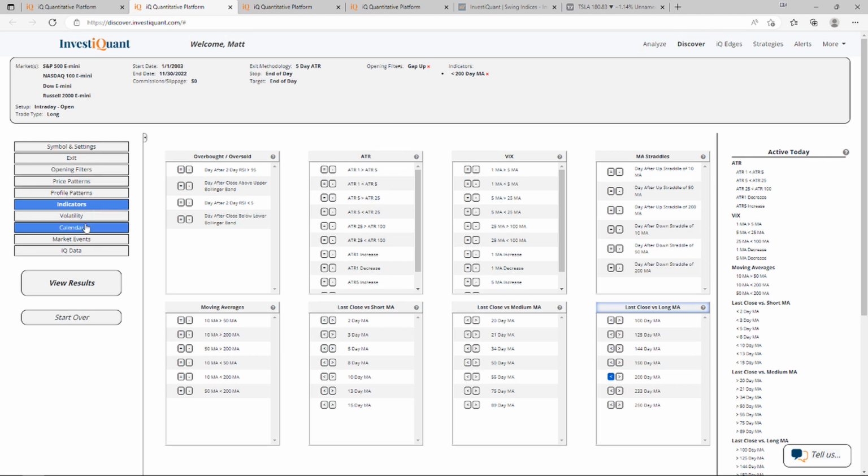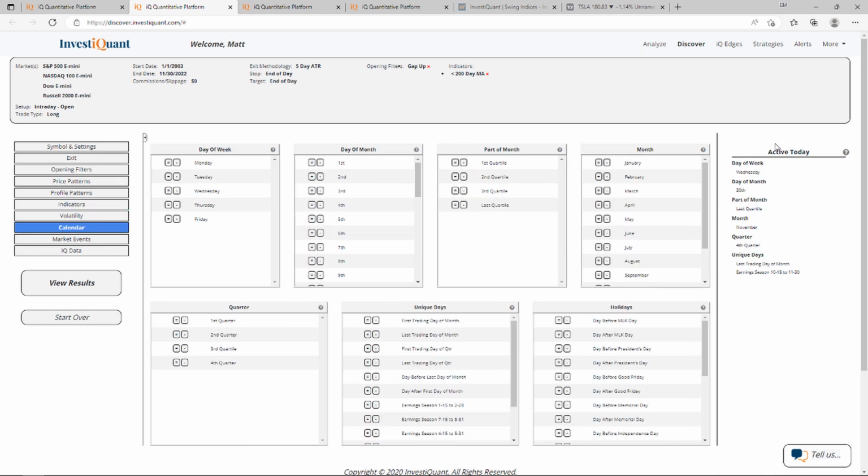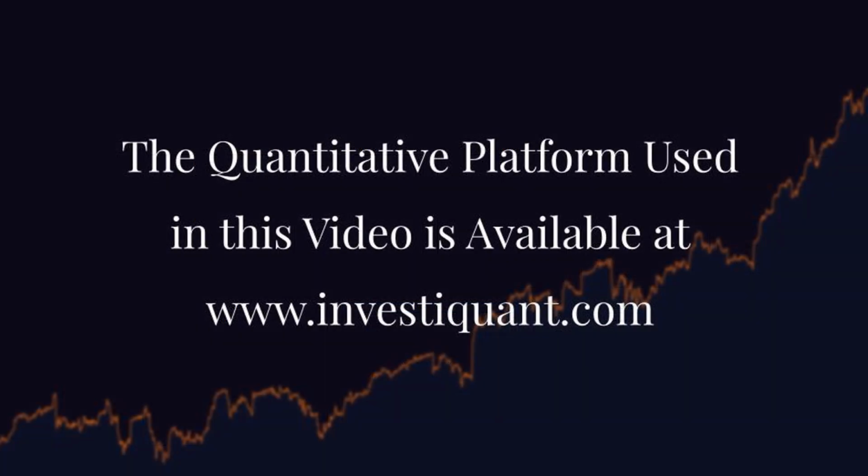And then lastly, in the calendar library, on the active today, I'm going to go to the unique day and click on last trading day of the month. When I do that, it's been added to the test. You can see it comes from right here. The equal sign is selected. Now I can click view results.